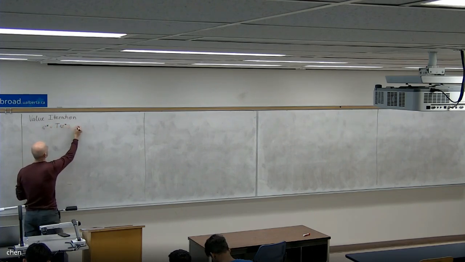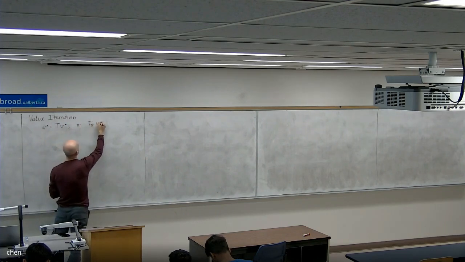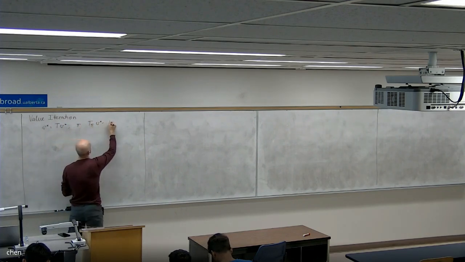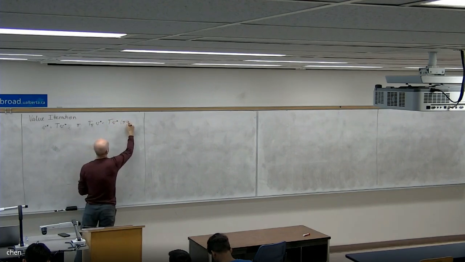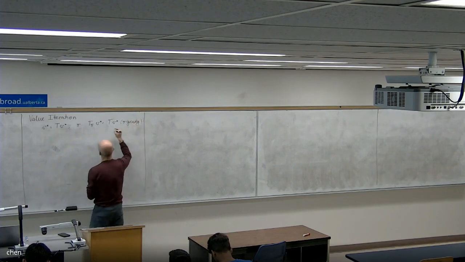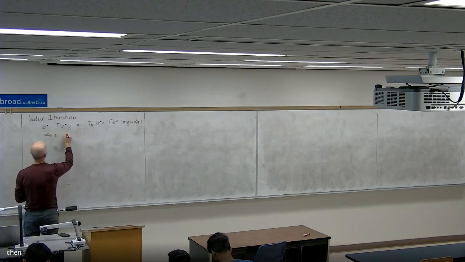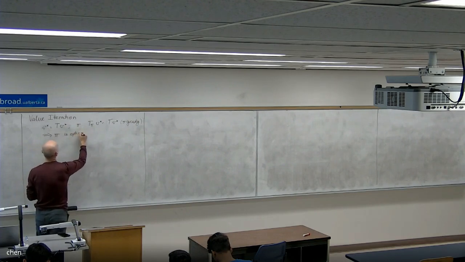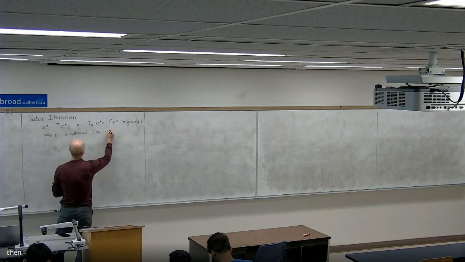And if we had a policy pi, which is greedy with respect to the optimal value function, then we know that pi would be optimal, which just means that its value function is v star.